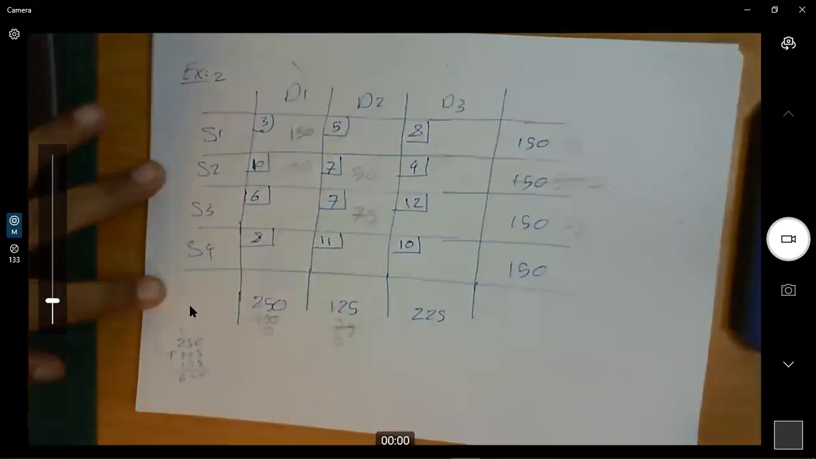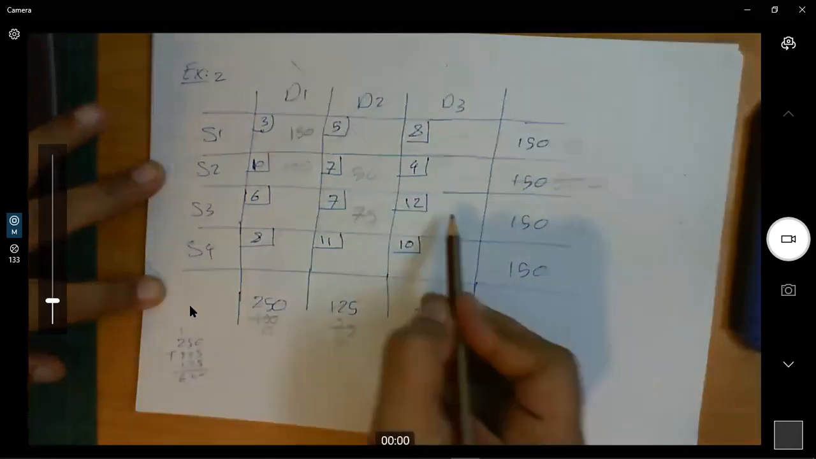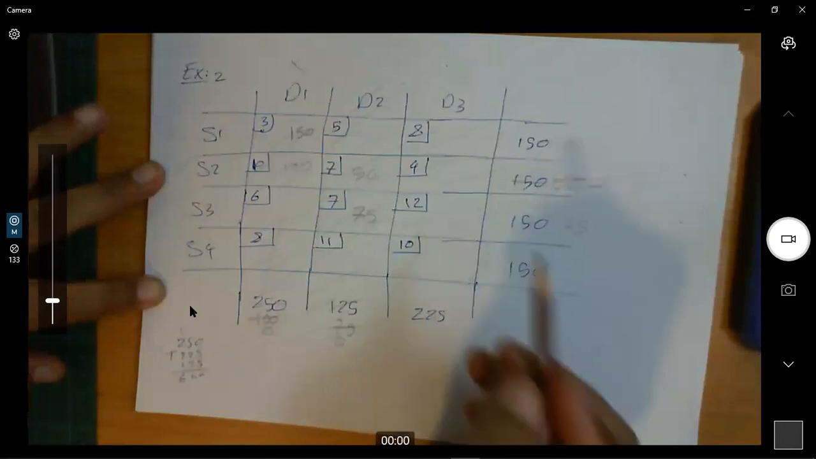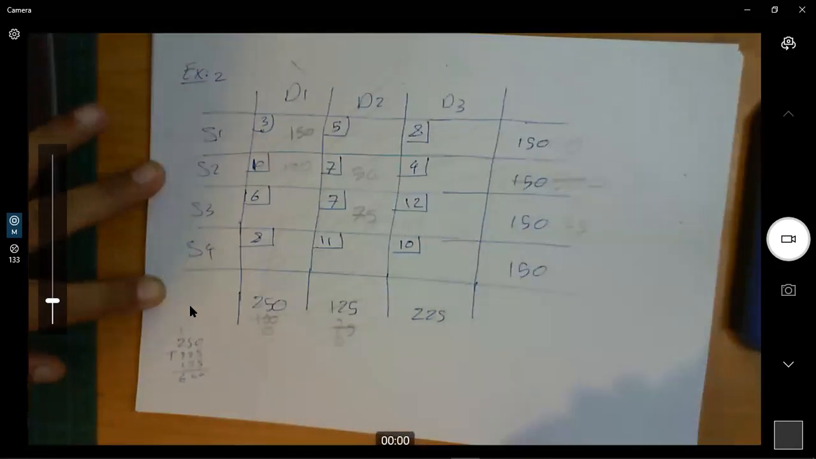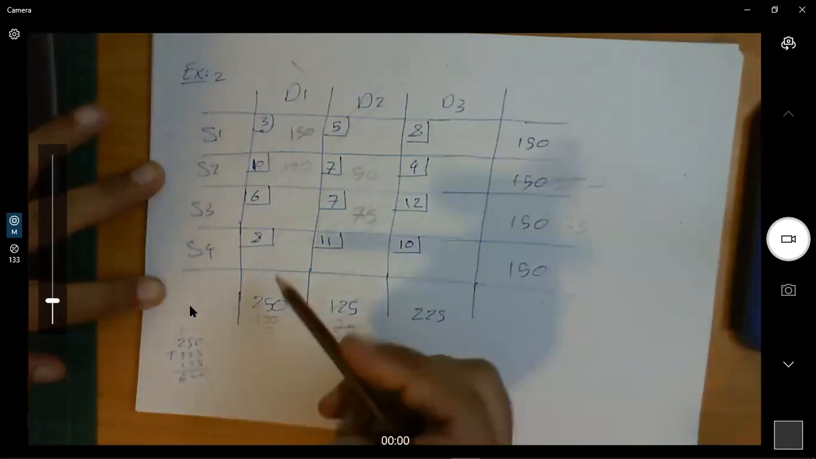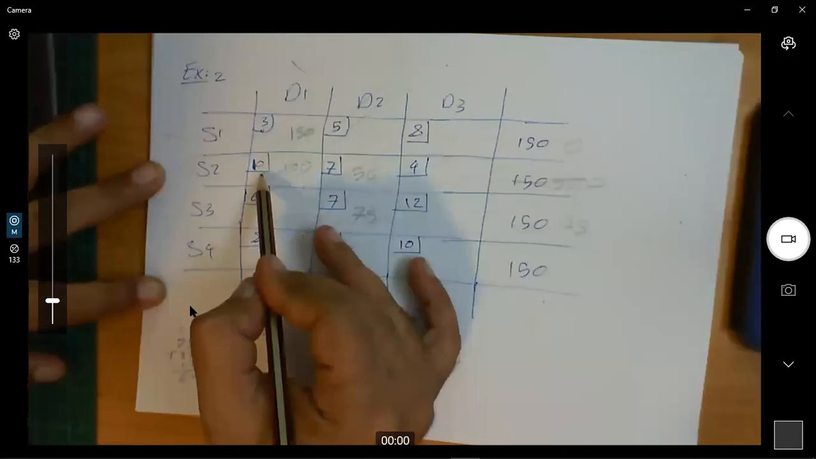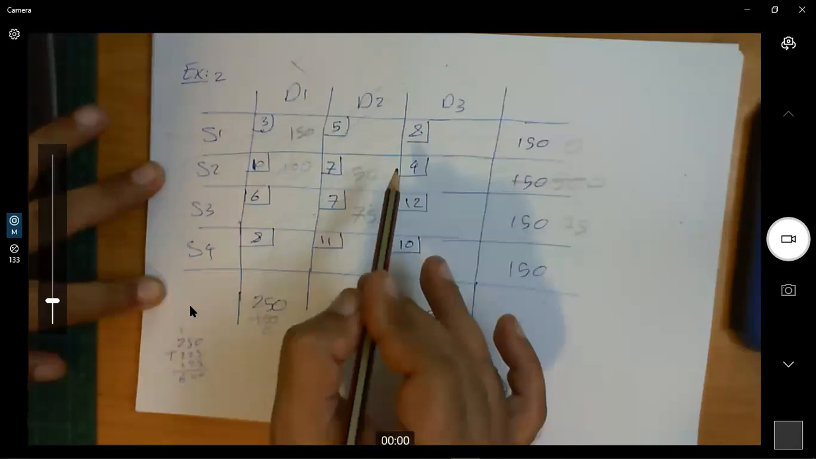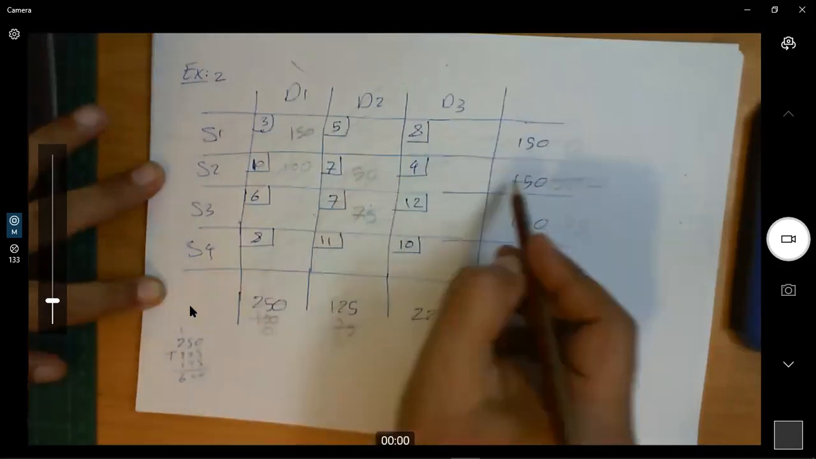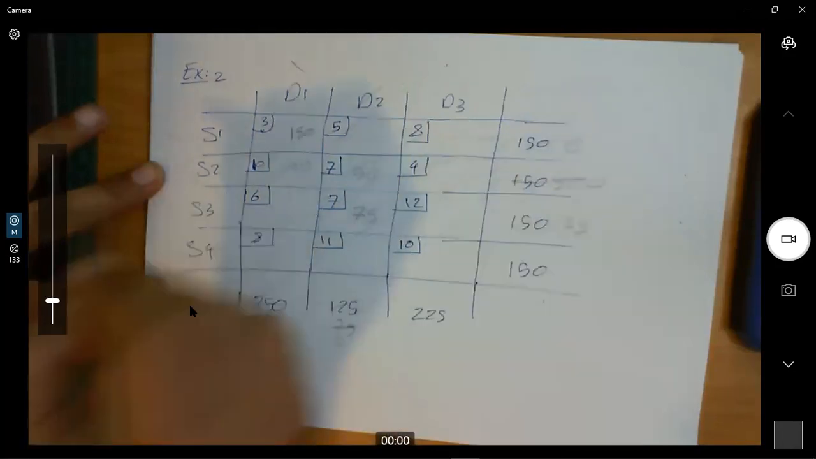Sorry, Doctor, the 50 from where? The 50 from where did you get it? Which 50? This one? The previous step. We got it from the previous step, from supplier 2.